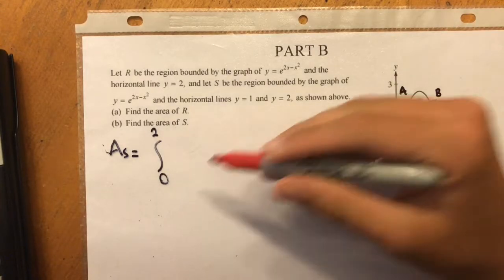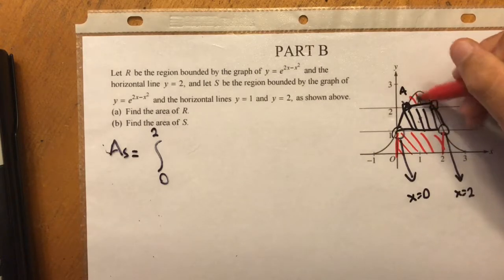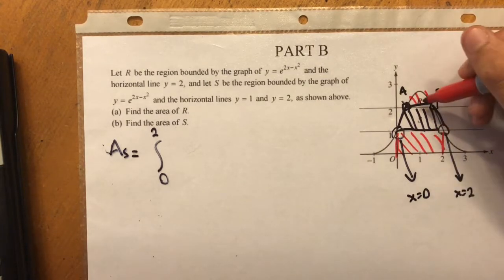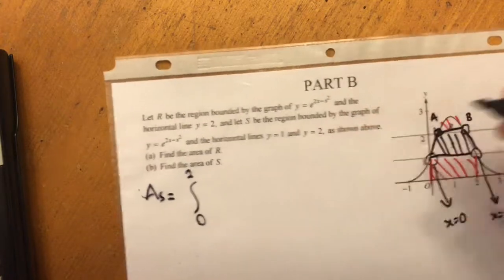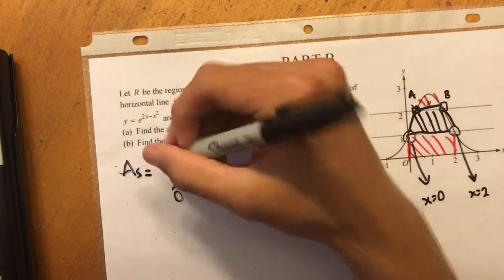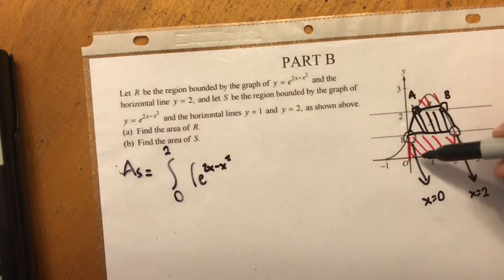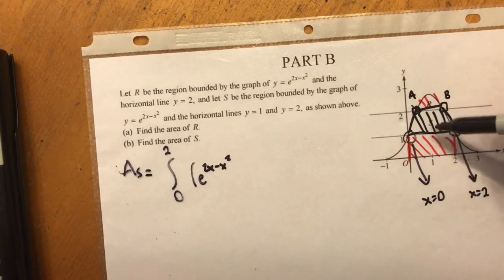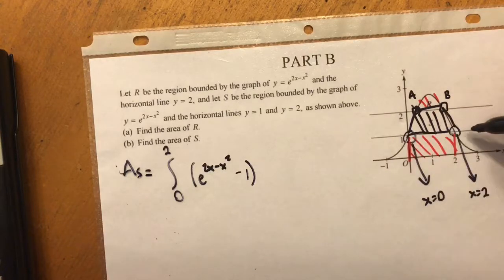But when you just write this integral right here, we're taking the area of everything between those points, which includes the area below the shaded region S and the area of R above it. So we need to get rid of those areas that we don't want. We start by taking the integral of the original curve, e to the 2x minus x squared. First, to get rid of this bottom red part, because we just want the area of S, we're going to subtract 1. By subtracting 1, everything below the horizontal line y equals 1 is going to be taken out of the integral.